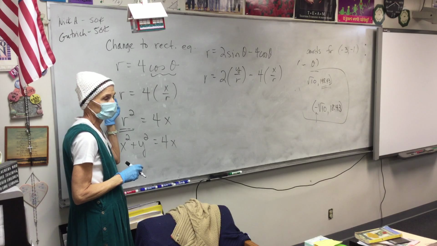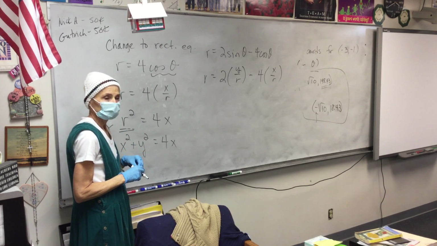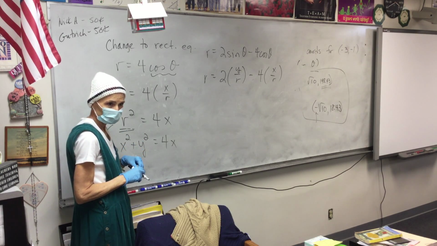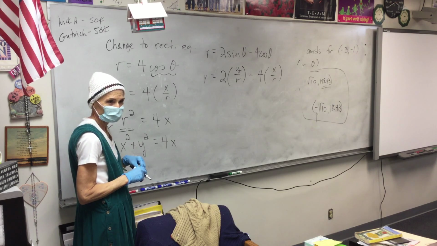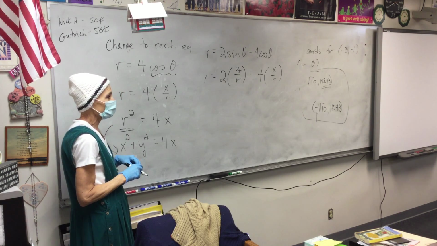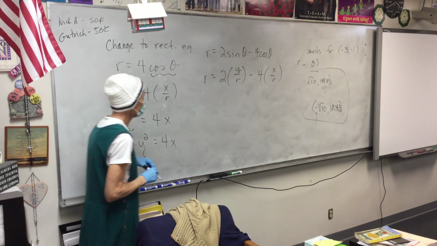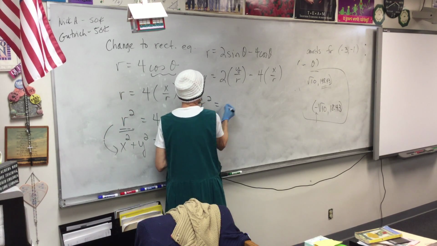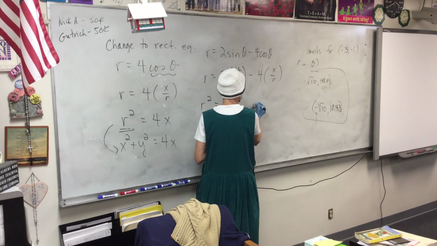What do we do over here? Multiply the amount. So we multiply everything by r. So we end up with r squared equals 2y minus 4x.